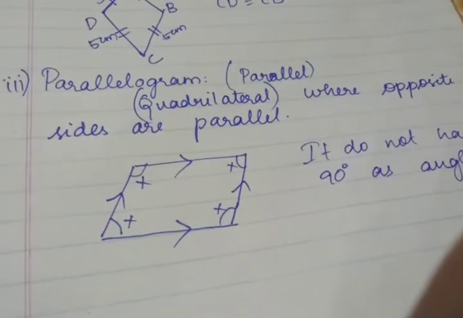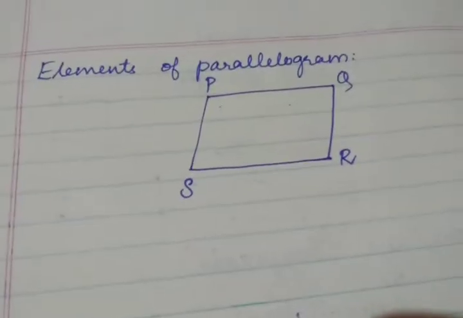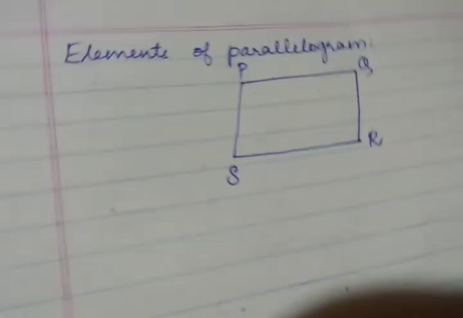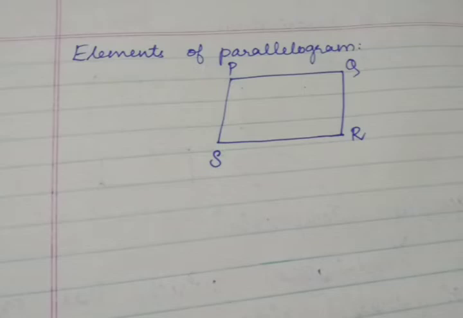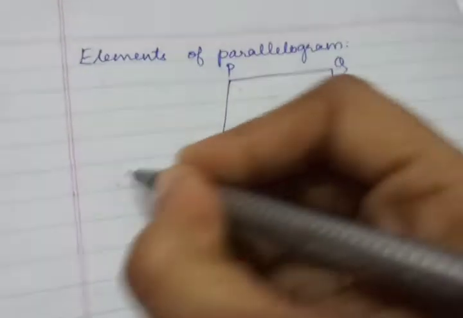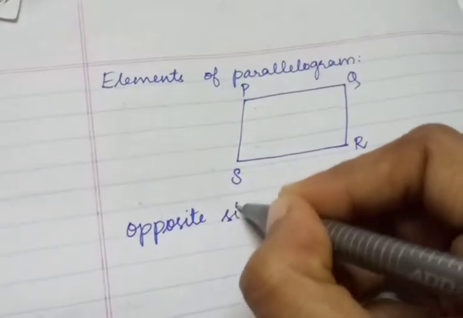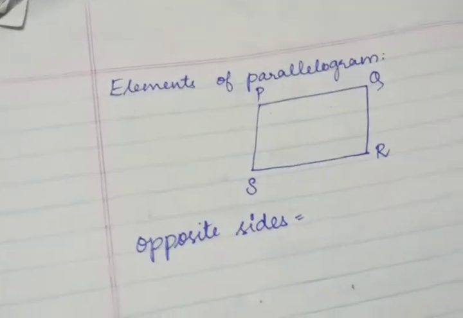So it is actually a 4-sided figure. Okay, children, the next topic is elements of a parallelogram. You can turn the page, children. Elements of parallelogram. These elements you have all learned in your previous classes. First is opposite sides. You know what opposite sides are? This line segment is actually your side.